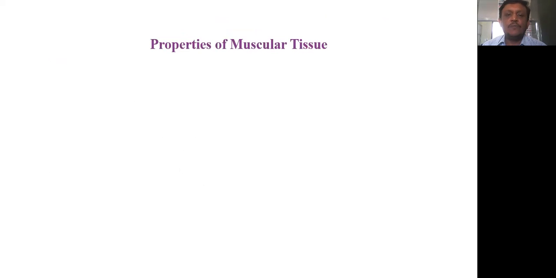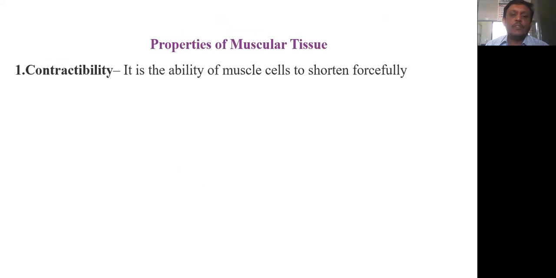Now, let us first discuss the properties of muscular tissue. So, muscular tissue has four basic properties, out of which the first property is contractibility. So, muscle tissue, or you can say muscle fiber, has a property of contractibility. This contractibility is the ability of muscle cells to shorten forcefully.